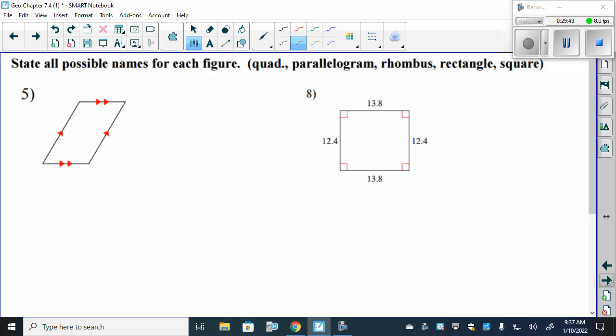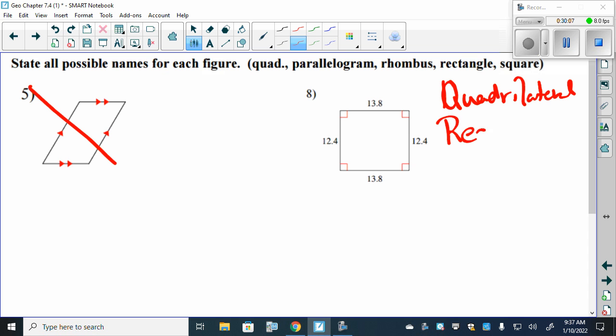All right. Well, number 5 showed up again, so we'll not worry about it, because we just did this one. Let's look at number 8. We can go quadrilateral first. And we could say a rectangle because of the 4 right angles. Parallelogram.